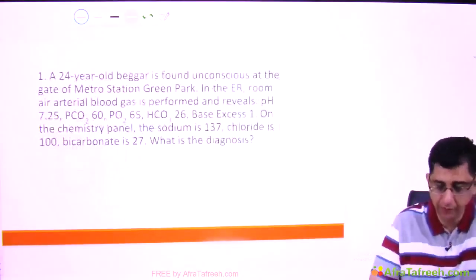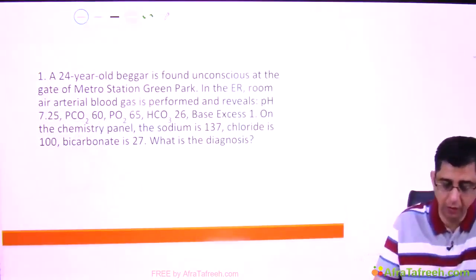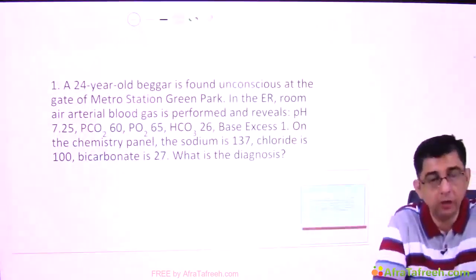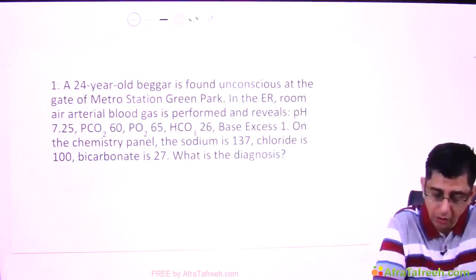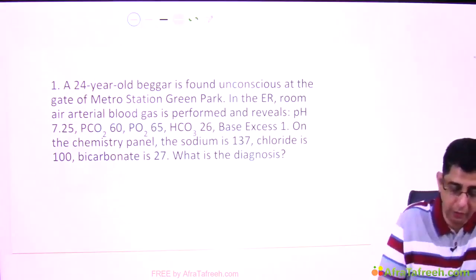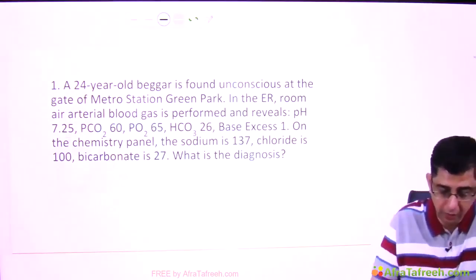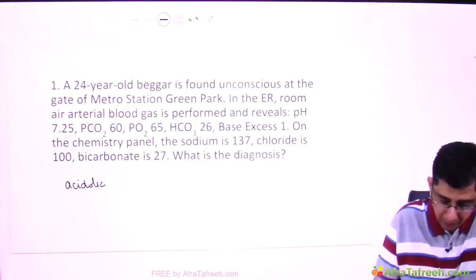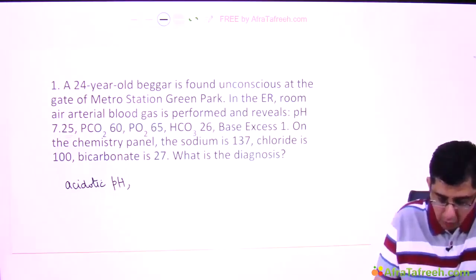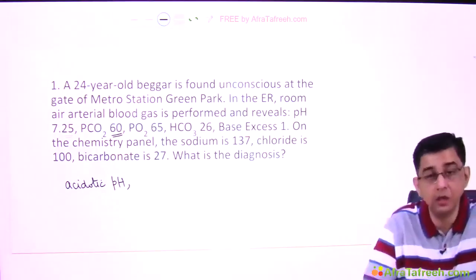Starting with the first question. He says a 24-year-old beggar is found unconscious at the gate of a metro station. In the ER, the room air blood gas was performed and reveals a pH of 7.25. Now when you read this value 7.25, you immediately know that this is an acidotic pH. The PCO2 of the patient is given to be 60.